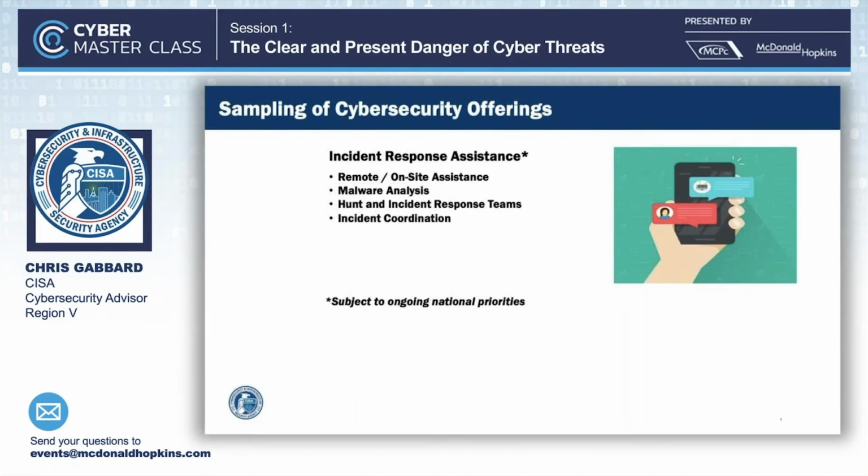And then after, when things go bad, what do we do? We have some incident response assistance, right? We can do remote or on-site. We have malware analysis. We have a hunt and incident response team that will come in and try to find the culprit. And then we have some incident coordination. These of course are subject to national priorities.